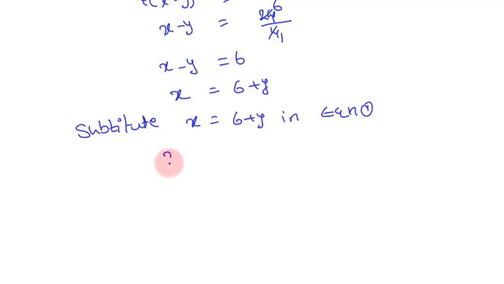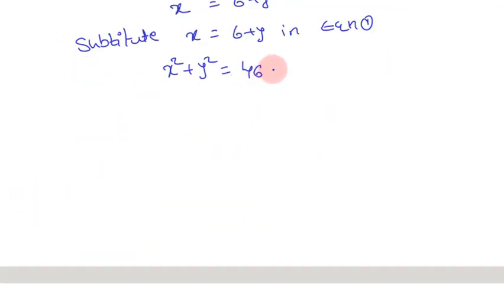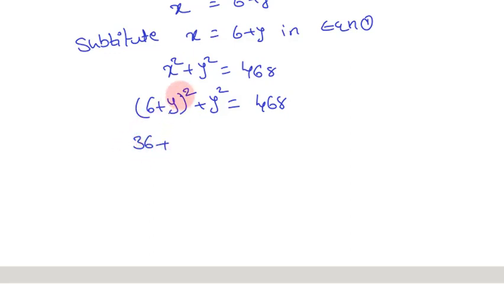What is equation 1? That is x square plus y square is equal to 468. In this, we have to write x is equal to 6 plus y. Substituting, x square means 6 plus y whole square, plus y square gives you 468. Now we will expand this using the a plus b whole square formula, so this can be written as 6 square, that is 36, plus y square, a square plus b square plus 2 times a into b, plus this y square is equal to 468.